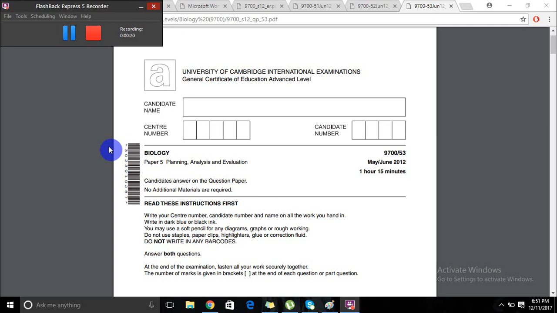And this paper is basically paper 5, planning, analysis and evaluation, and this really beautifully sums up all the skills you need to do this paper effectively. And this paper has a total of 30 marks, and you have to do this in 1 hour 15 minutes, so careful organization and distribution of time is a necessity.